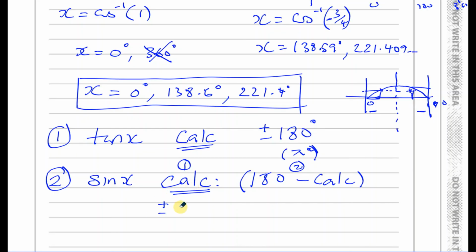Then you keep adding or subtracting 360 again, because the sine curve also repeats every 360. So the tan curve is plus or minus 180 because it repeats every 180. For the sine curve, you add and subtract 360 degrees, or 2 pi if it's in radians, because it repeats every 360 or 2 pi. So from both of these angles, you add or subtract 2 pi.